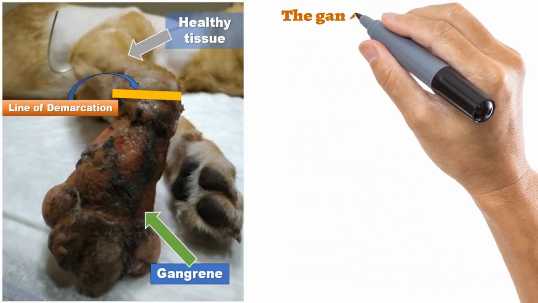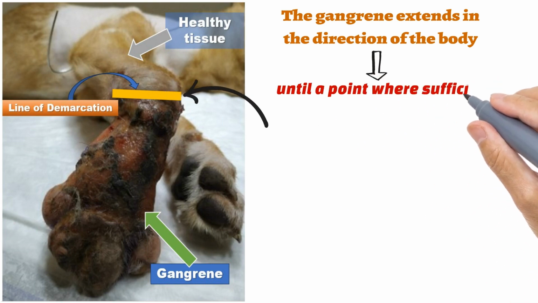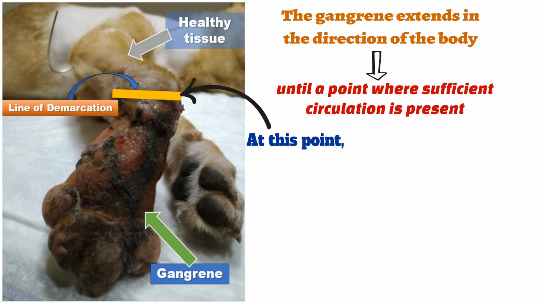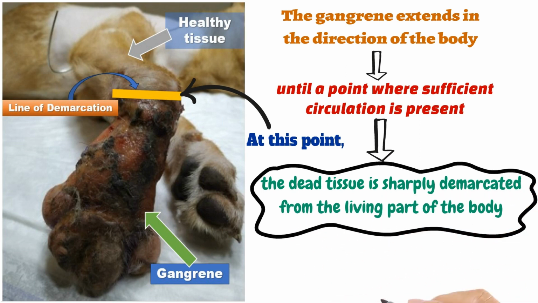Normally, the gangrene extends in the direction of the body until a point where sufficient circulation is present. At this point, the dead tissue is sharply demarcated from the living part of the body.